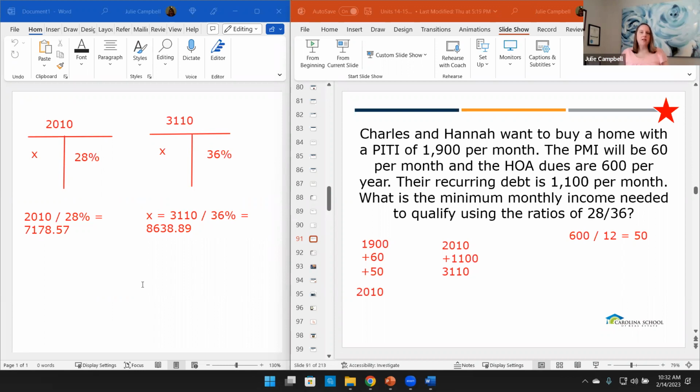Opposite world. Minimum income says they're going to qualify under the higher of the two numbers. So which monthly income are Charles and Hannah going to qualify under? They're going to qualify under the 8638. Again, which one is less risky to the lender? The one that makes 7,000 and something a month, or the one that makes 8,000 and something a month? And that's what we're looking for with the minimum income. They're going to qualify using the higher of the two numbers.